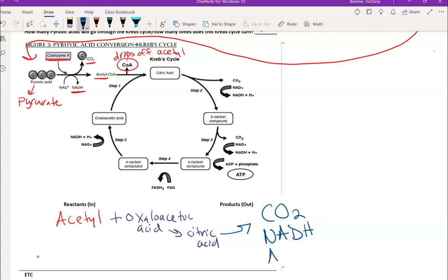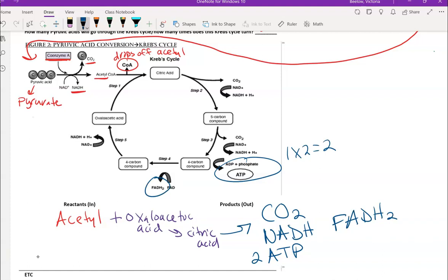We're going to get a little bit more ATP. We actually get 2 ATP because if you think about it, there's 1 here. You go around twice. 1 times 2 is 2. And then we also get our other hydrogen or electron carrier, which is FADH2. And then to continue this cycle, oxaloacetic acid, we end with that again, which is what we started with. This gets regenerated.